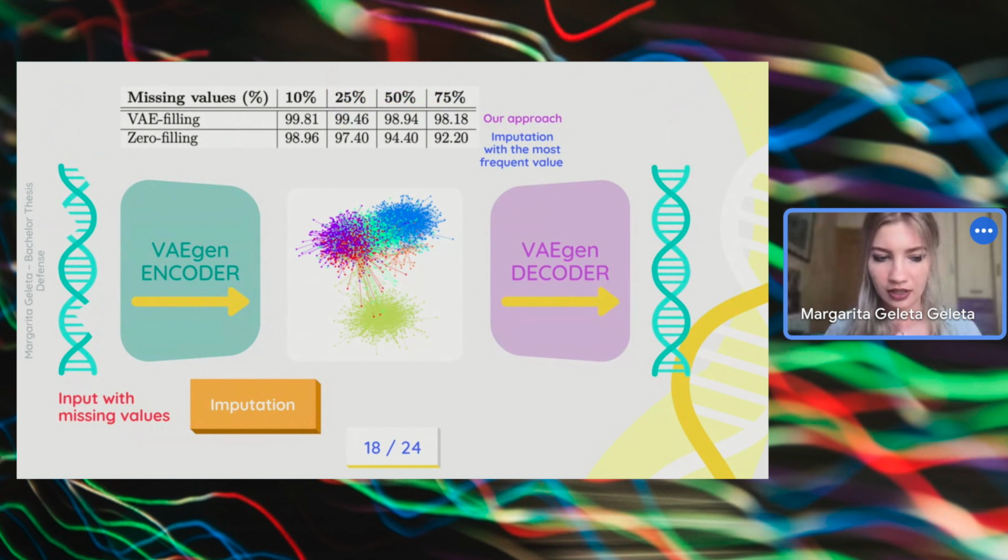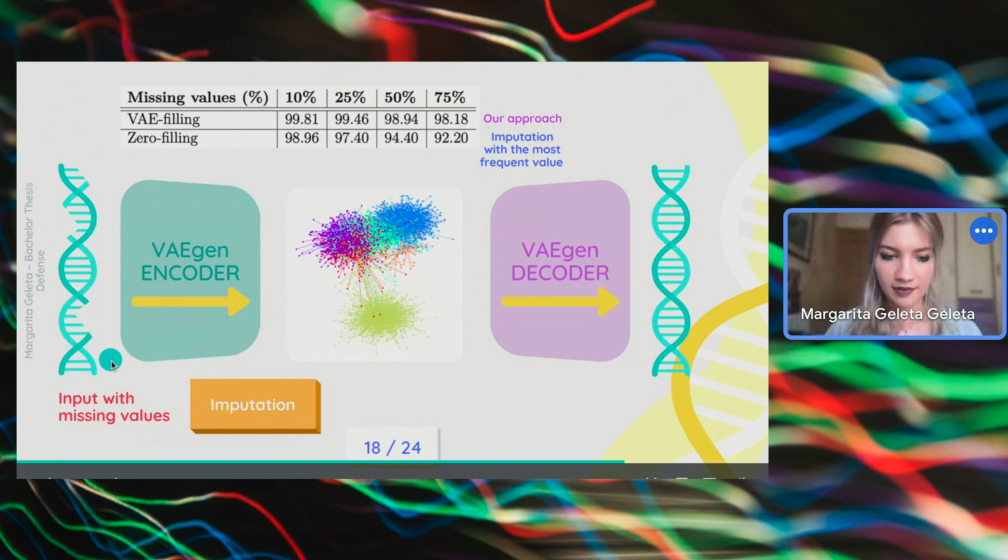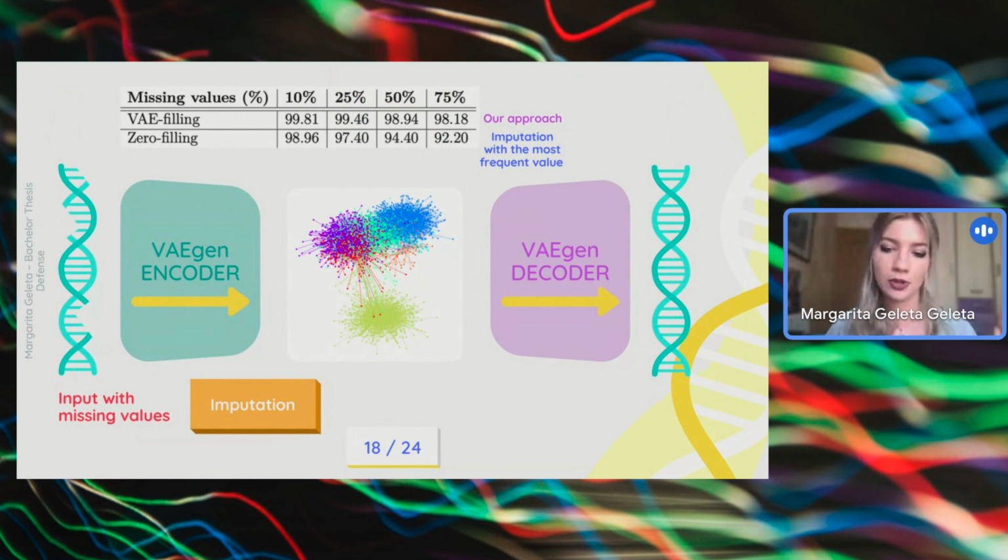In the imputation application, we will be using the whole network. So imagine that we have an input with missing values. We forward it through the whole network, and the decoder, taking advantage of the spatial correlations which I mentioned earlier, has been trained to impute the missing values.